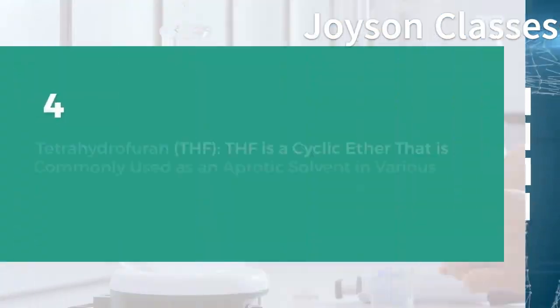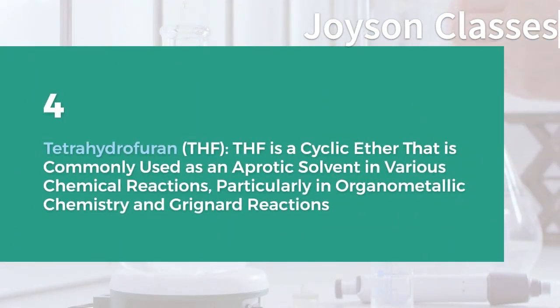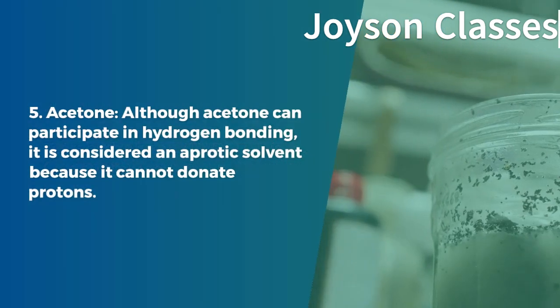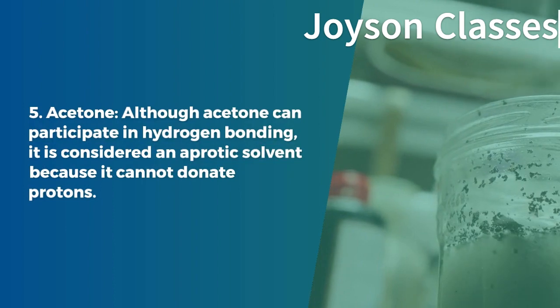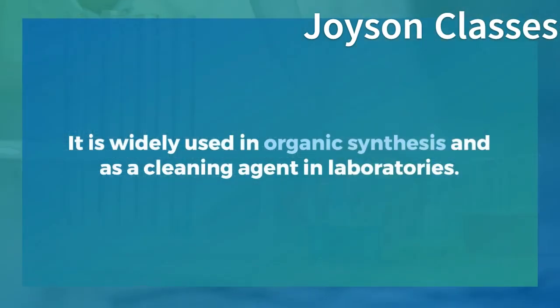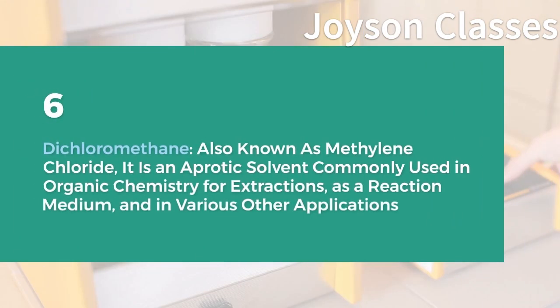4. Tetrahydrofuran, THF. THF is a cyclic ether that is commonly used as an aprotic solvent in various chemical reactions, particularly in organometallic chemistry and Grignard reactions. 5. Acetone. Although acetone can participate in hydrogen bonding, it is considered an aprotic solvent because it cannot donate protons. It is widely used in organic synthesis and as a cleaning agent in laboratories. 6. Dichloromethane, also known as methylene chloride, is an aprotic solvent commonly used in organic chemistry for extractions, as a reaction medium, and in various other applications.